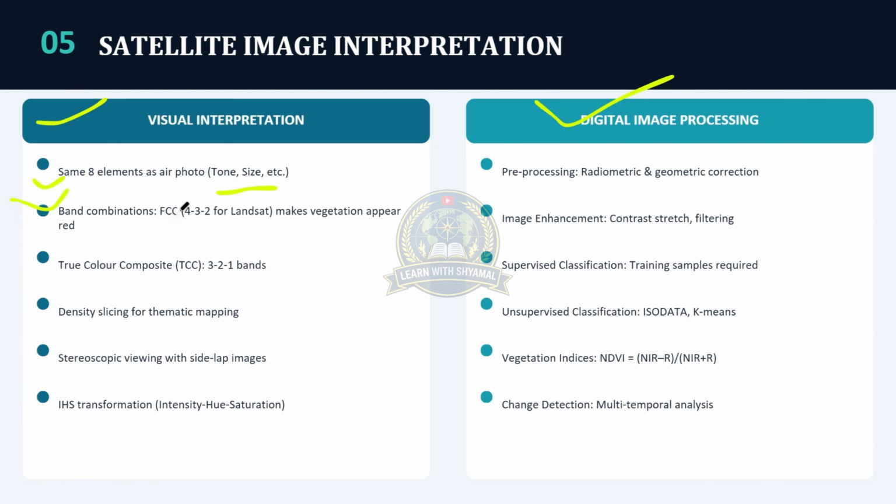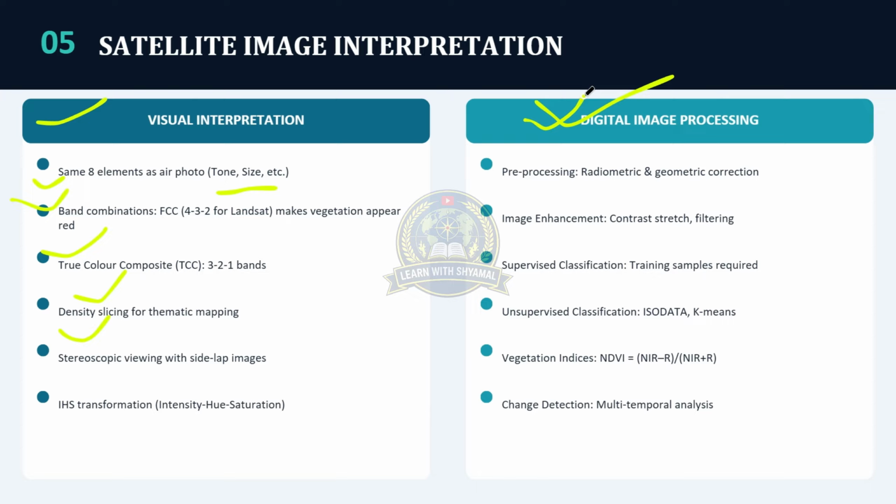Band composition: FCC, false color composite, 432 for Landsat makes vegetation appear red. True color composite, TCC, 3, 2 and 1 bands. Density slicing for thematic mapping. Stereoscopic viewing with side lap image. IHS transformation: intensity, hue and saturation transformation.